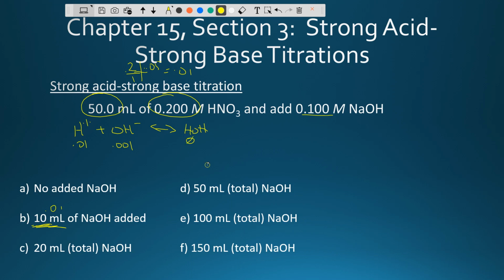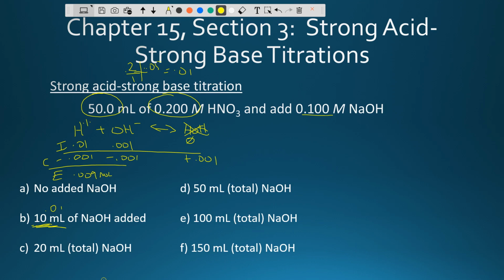So this is my initial, and I'm going to eat up some of these hydrogens, 0.001. I'm going to eat up some of those, and I'm going to get 0.001 of water. Now, this is kind of a silly number to be working with because it's just water and it doesn't do anything. And so you'll notice that at equilibrium, I ended up with 0.009 moles of my hydrogen ions.